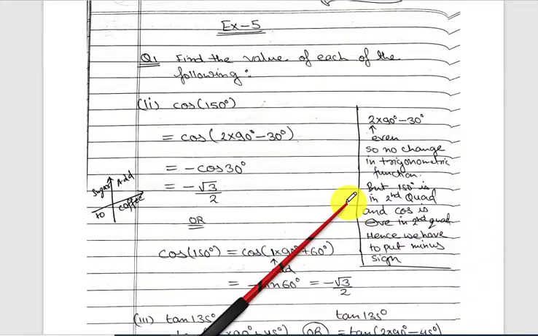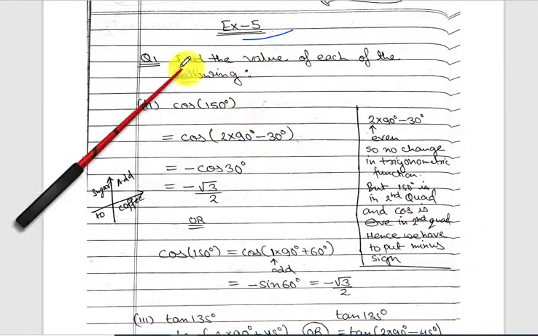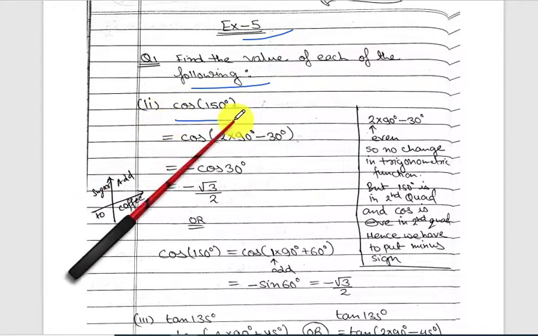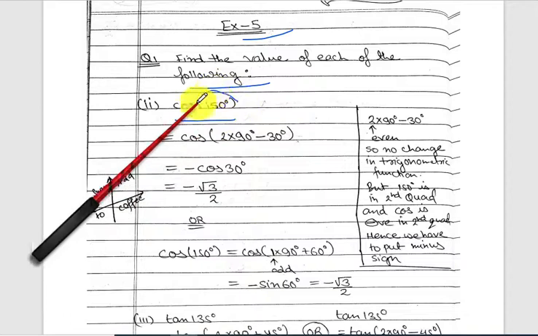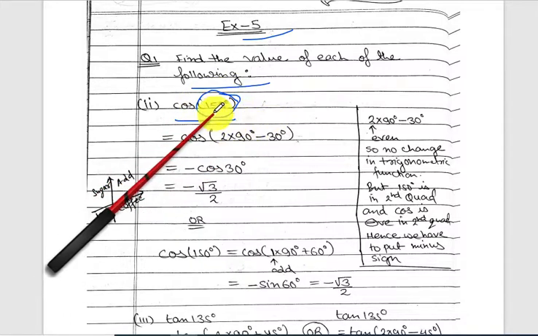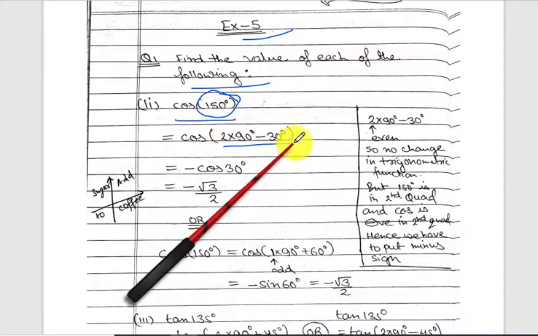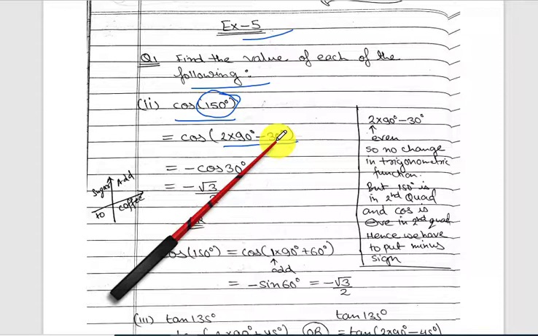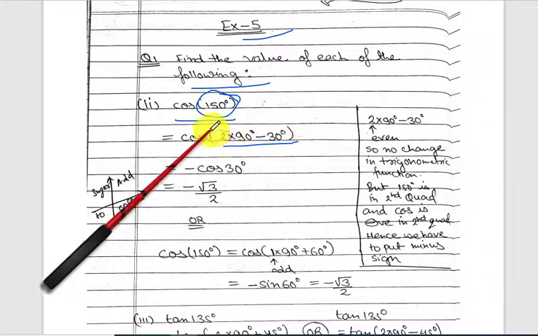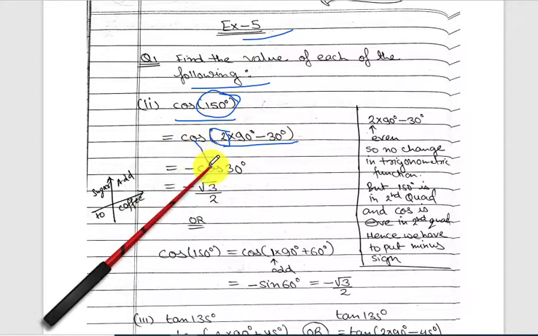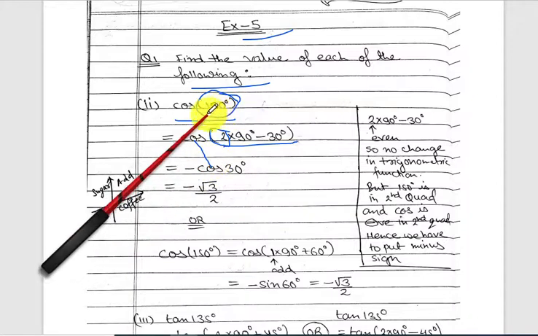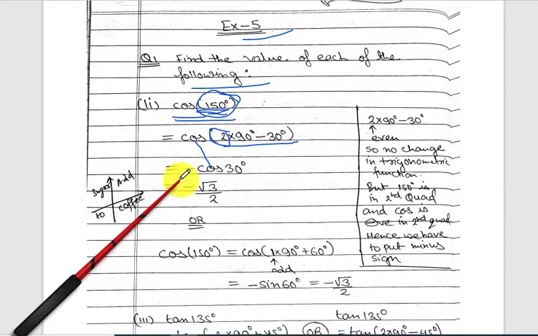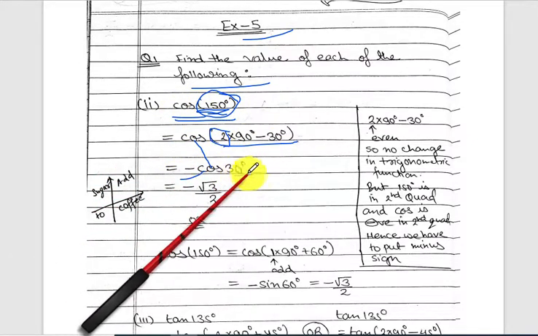Let us come to this exercise 5. Question number 1. Find the value of each of the following. We have to find cos 150. So this 150, you can see it's greater than 90. I can write this 150 this way: 2 into 90 minus 30. 2 is even, so cos will remain cos. But this whole angle lies in which quadrant? Second, and in second cos is negative, so minus sign. Cos 30. I know the value of cos 30. I write over here.